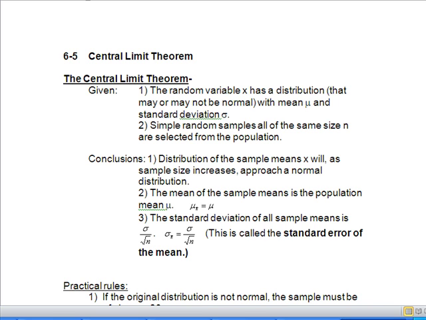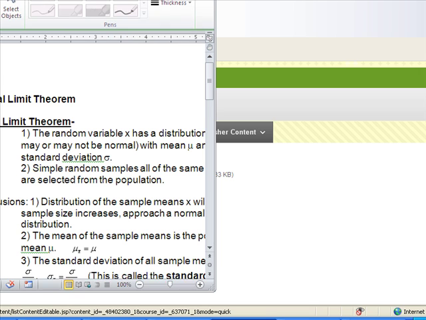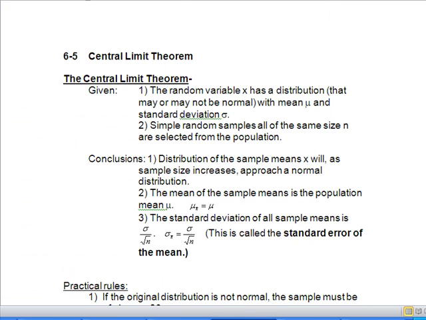Our conclusion. First, the distribution of the sample means x bar will, as the sample size increases, approach a normal distribution. Second, the mean of the sample means is the population mean mu. So mu sub x bar is equal to mu.